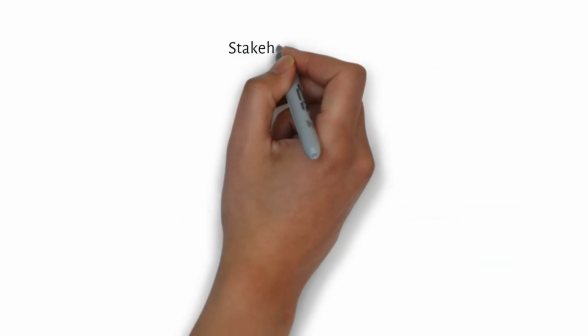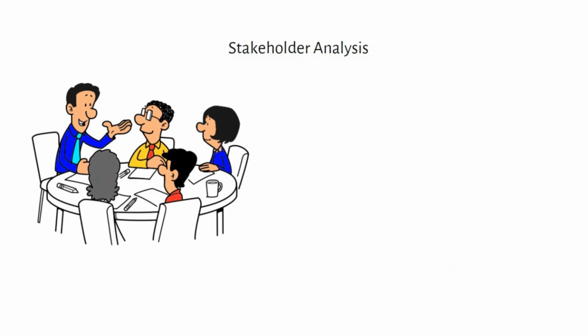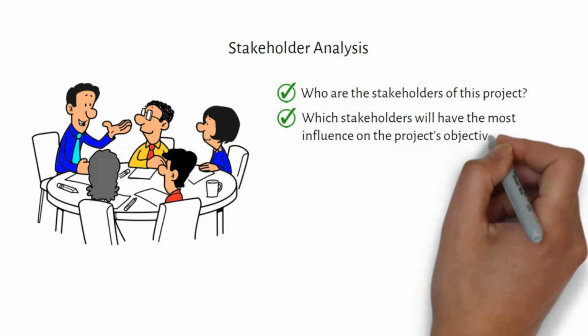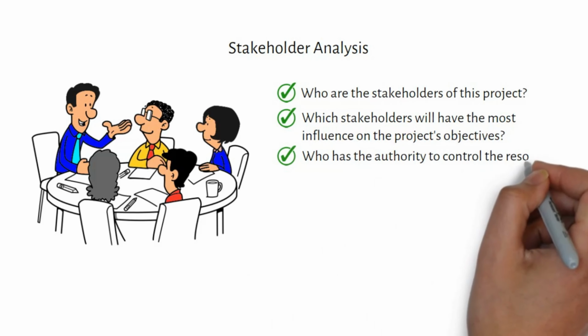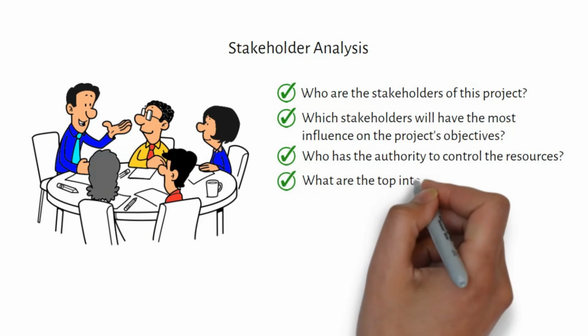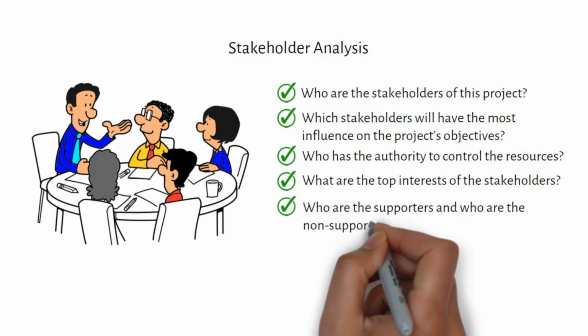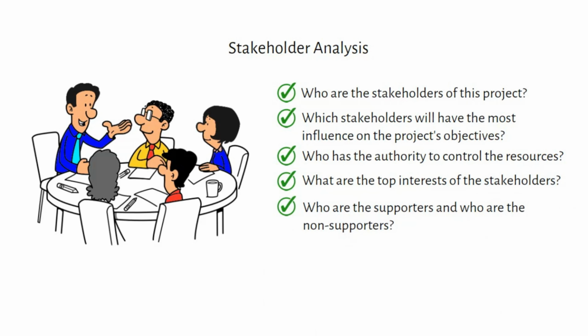After the identification of the types of stakeholders, you need to analyze and map them. You can conduct a brainstorming session with your team members and ask the questions: who are the stakeholders of this project? Which stakeholders will have the most influence on the project's objectives? Who has the authority to control the resources? What are the top interests of the stakeholders? Who are the supporters and who are the non-supporters? After completing the brainstorming session, you would have enough information to analyze the stakeholders and begin the stakeholder mapping matrix.